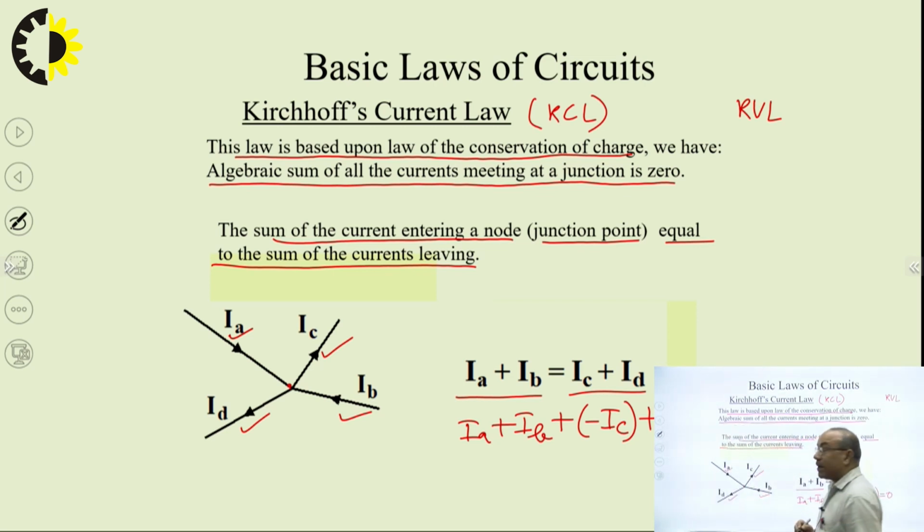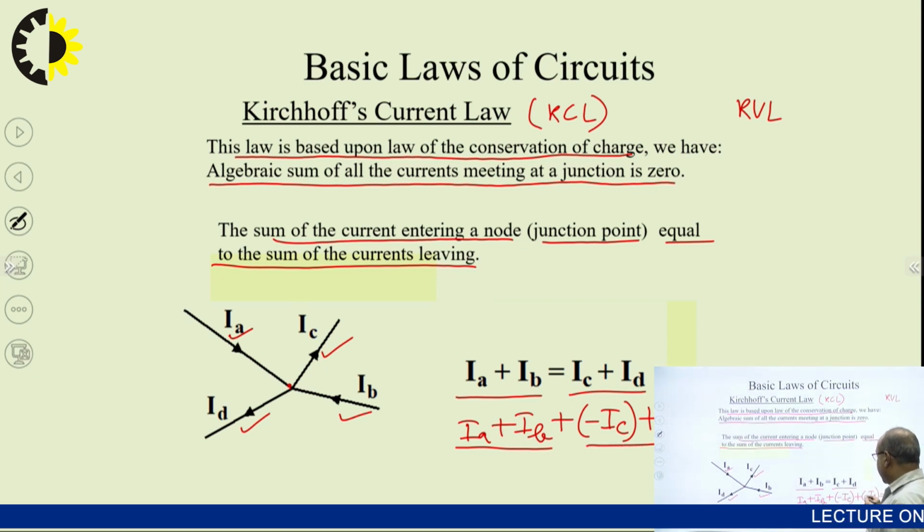As per convention, the current entering the node is taken as positive, while current leaving the node or going away from the node is taken as negative. That is why IA and IB, the entering currents or currents coming to the node, are taken as positive here, while IC and ID, the currents leaving the node, are taken as negative.